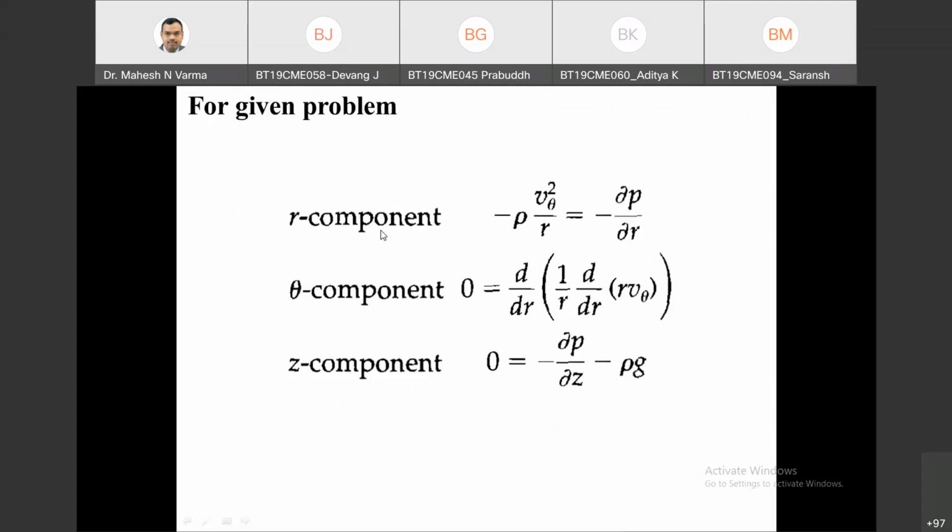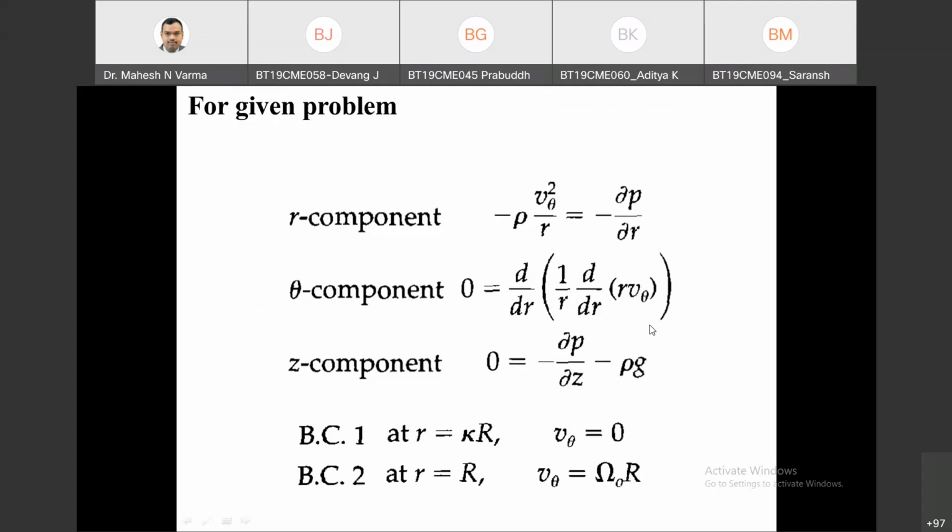So first, the R component of the equation of motion will give me the variation of pressure with respect to R. The Z component will give me the variation of pressure with respect to Z, and the theta component will give me a velocity profile. Once I have the velocity profile, I can discuss the variation with respect to R, and this is the variation with respect to Z. Now I want a velocity profile.